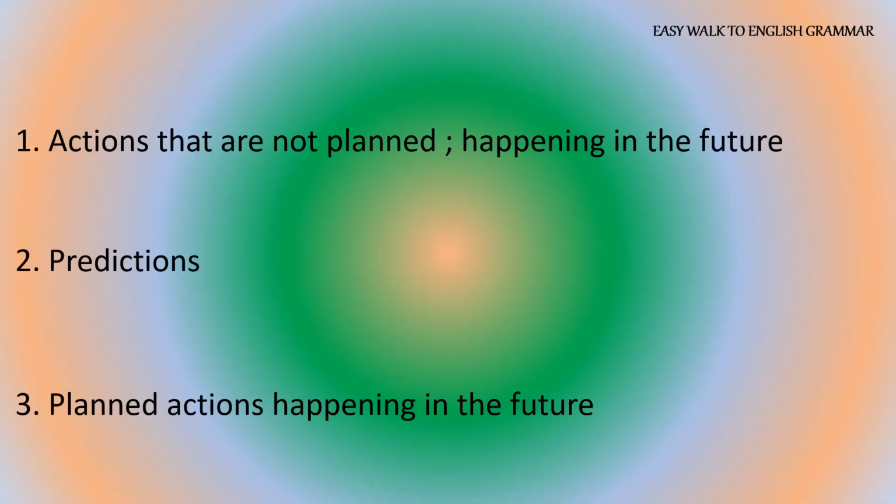First of all, we can learn the uses of the simple future tense. The simple future tense can be used to express those three actions you can see now on the screen. The first one is actions that are not planned and at the same time they are happening in the future. The second is predictions and the third is planned actions happening in the future.